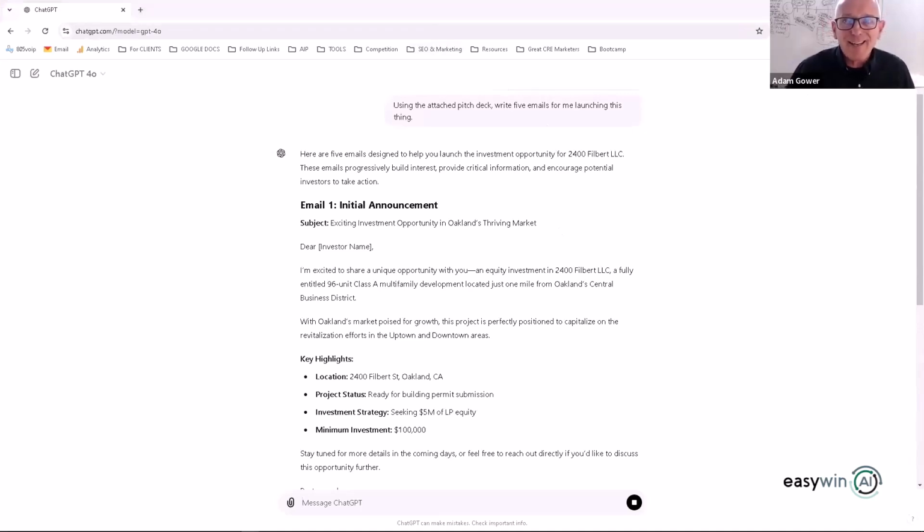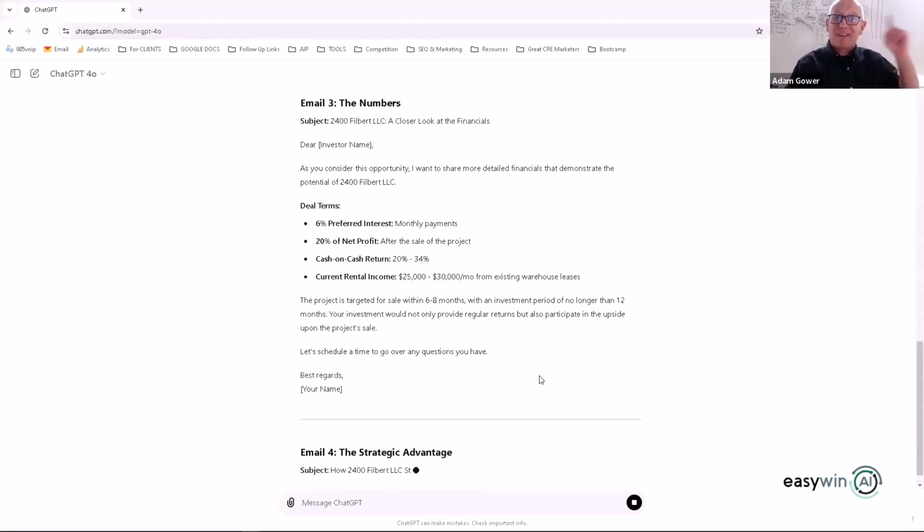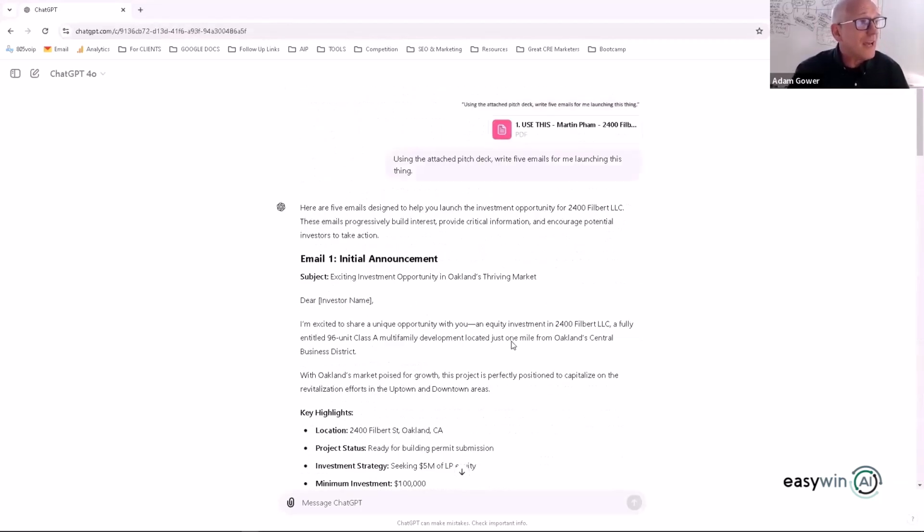It actually has a memory. So it actually remembers what I asked it before, what I like, and is starting to build things around some of the instructions I've given it before. Okay, so here are 5 emails that it's put together, and they're actually not bad, to start with. They actually start all right.